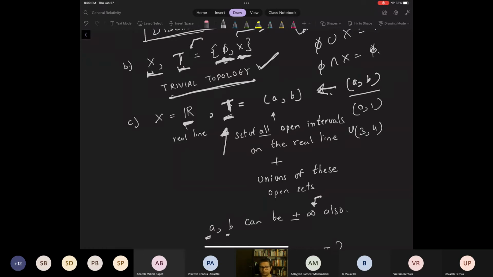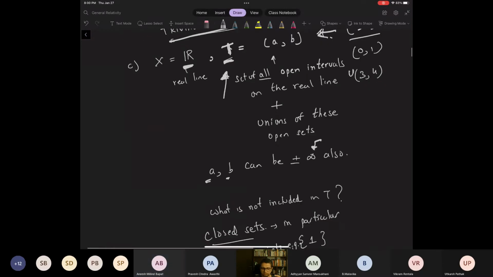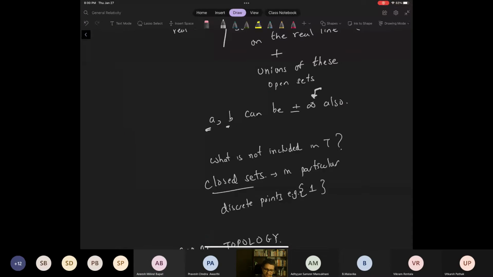If you have the notes, you probably already know the answer, but let me just ask. Things like closed intervals, or intervals which are closed on one side. Yeah, good. So what is not included in T is closed intervals. And in particular, discrete points are not included.